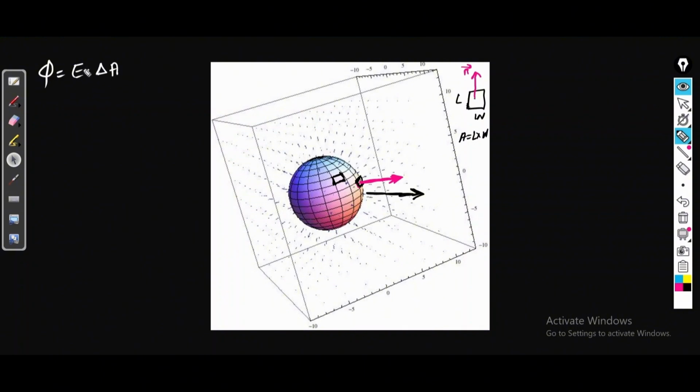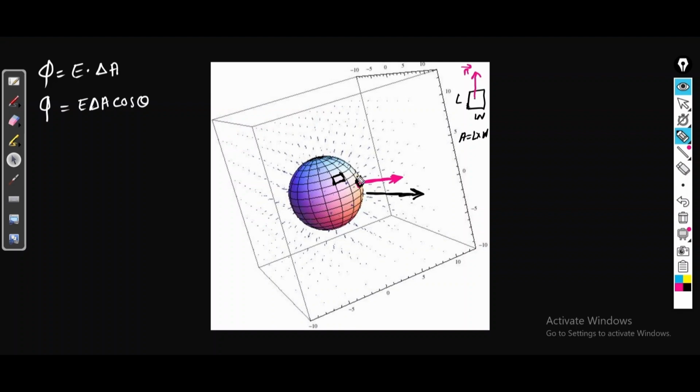In order to replace this dot, we will put the cos theta here. So the flux through that small area is equal to E, and this is delta A, and instead of that dot I will put cos theta, because this is the dot product. And phi in this case is equal to E delta A cos theta. And this theta is the angle between the electric field lines and the direction of the area.